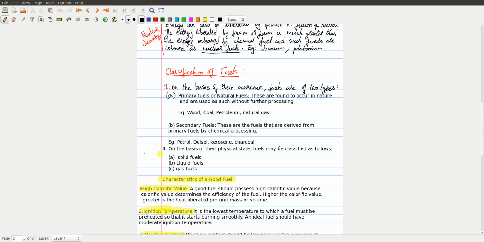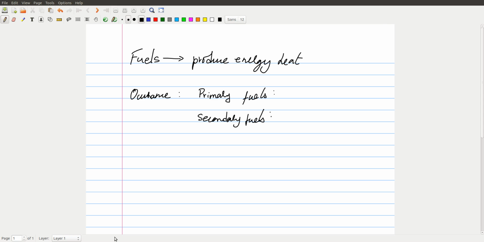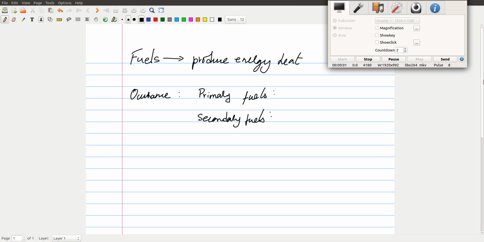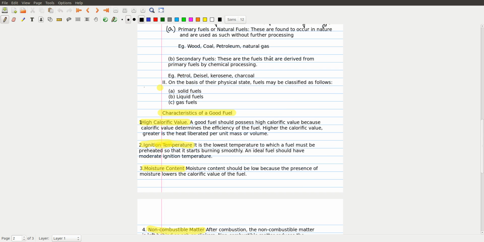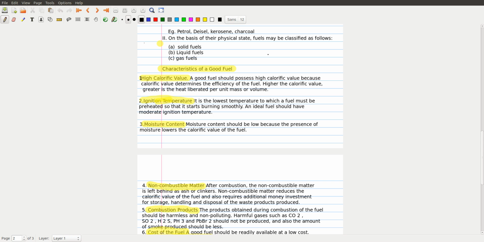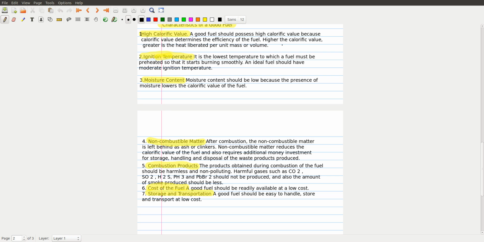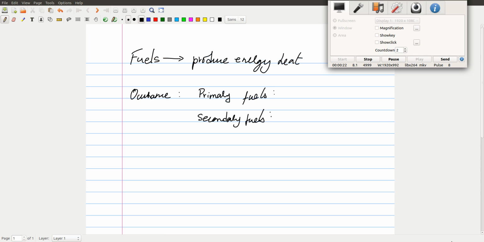And then on the basis of the physical state, we said fuels can be solid fuels, liquid fuels, and so on. We also saw the characteristics of a good fuel: it has a high calorific value, and less moisture content. The ignition temperature should not be too high or too low, but somewhere in between, and there should not be any waste coming out, so there should not be any non-combustible matter, and so on. So here we will continue our discussion on the same.